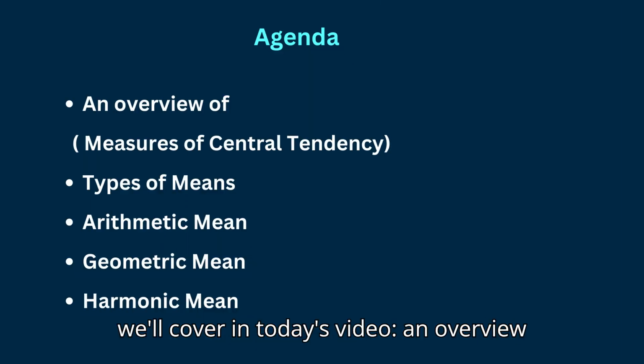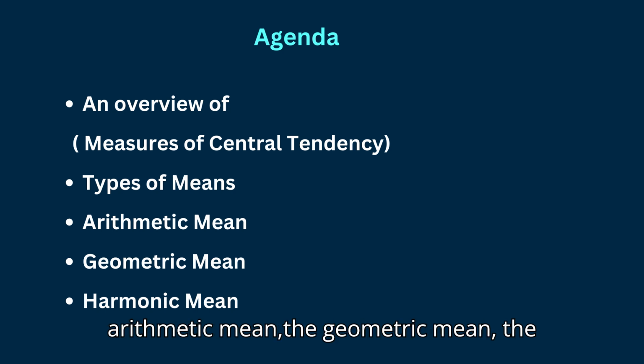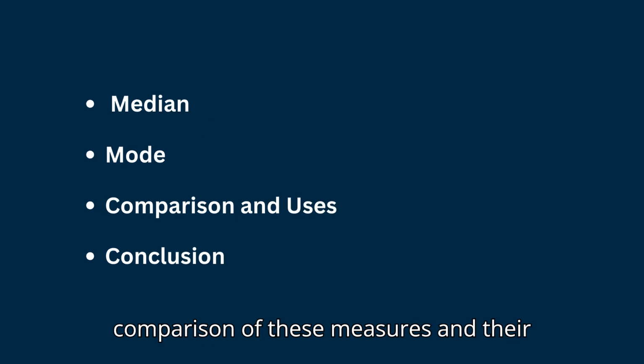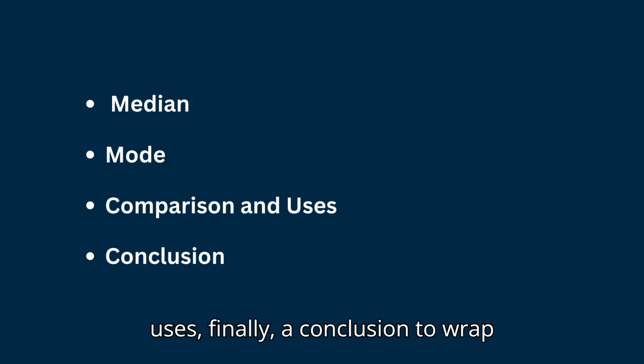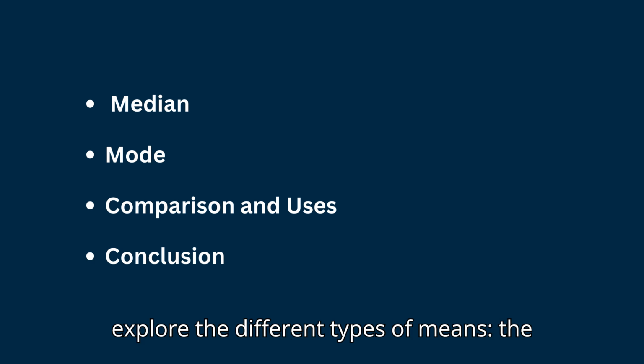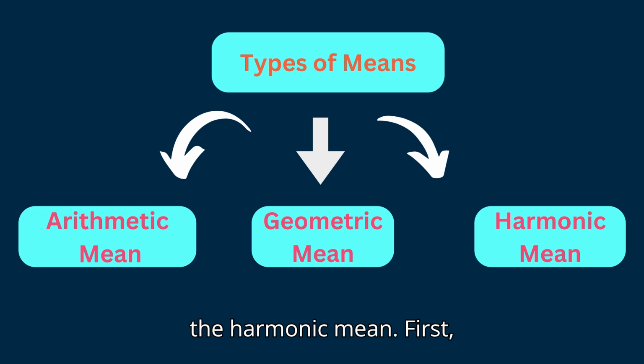Here's what we'll cover in today's video: an overview of measures of central tendency, the arithmetic mean, the geometric mean, the harmonic mean, the median, the mode, a comparison of these measures and their uses, and finally, a conclusion to wrap things up. Now, let's explore the different types of means: the arithmetic mean, the geometric mean, and the harmonic mean.